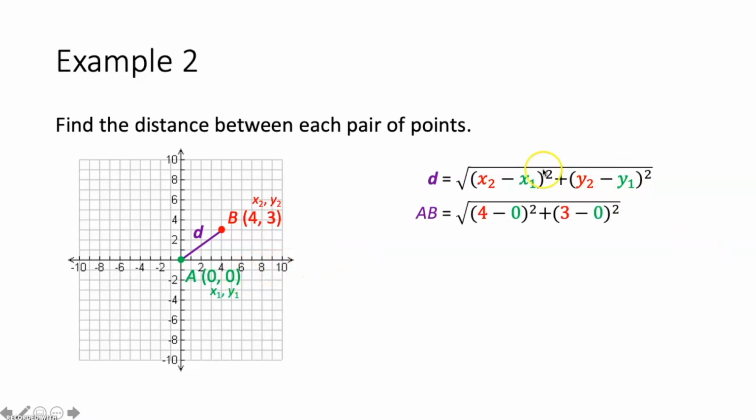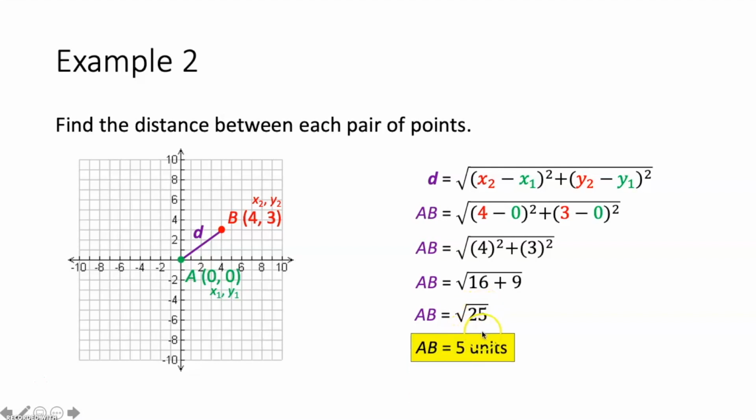Now, all I have to do is simplify this according to the order of operations, PEMDAS. So, I start with my parentheses. 4 minus 0 is 4. 3 minus 0 is 3. I then do my exponents. 4 squared gives me 16. 3 squared gives me 9. I then multiply or divide. Nope. Add or subtract. Yeah, I can add these two. What's 16 plus 9? That's 25. And then the square root of 25 is going to give me 5 units. So the measure of segment AB, the distance between points A and B, is 5 units.